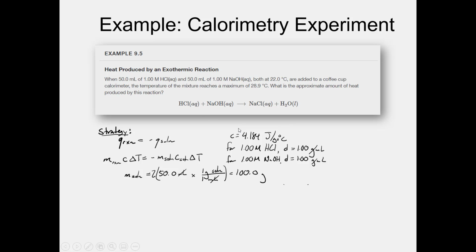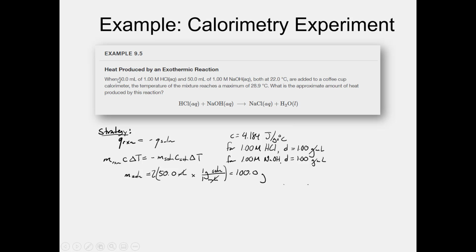And so because we're considering the dilute aqueous solutions, or really the water itself, to be the surroundings, the specific heat for the water is once again 4.184 joules per gram degree Celsius. That's from table 9.1. We can assume, because the concentration of hydrochloric acid and the concentration of sodium hydroxide are only 1 molar, that the density of these solutions is essentially the same as the density of water. So we can say that the density of each of our solutions that we combine to start the reaction is 1.0 gram per milliliter.